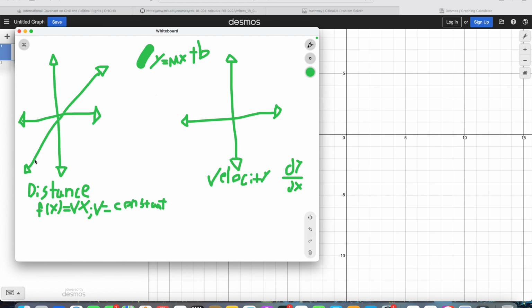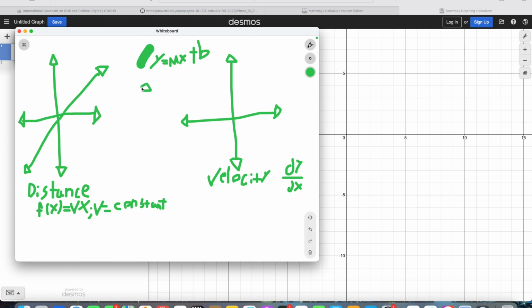So if you're looking at a distance formula, and this is a linear function, the slope of this function will be the first derivative. It'll be the rate of change. When we graph out the slope of this, it's going to be the velocity function. They're the same thing.